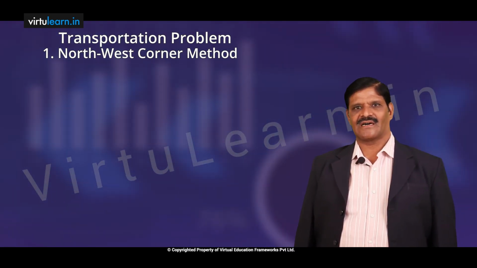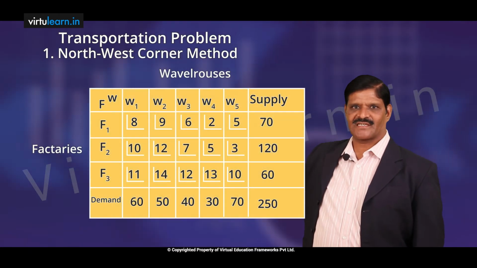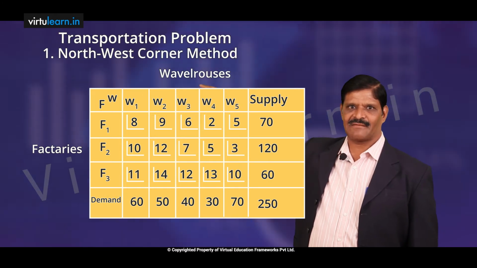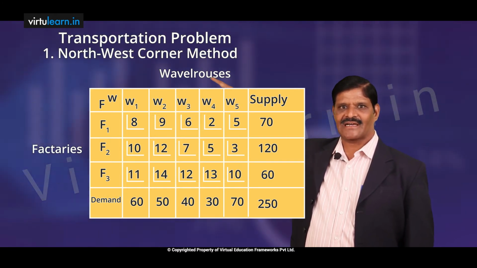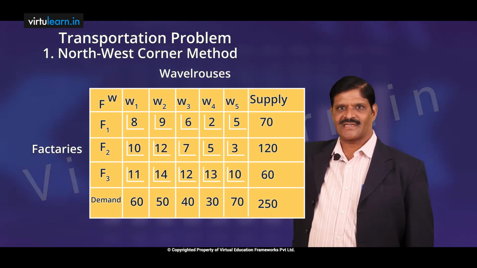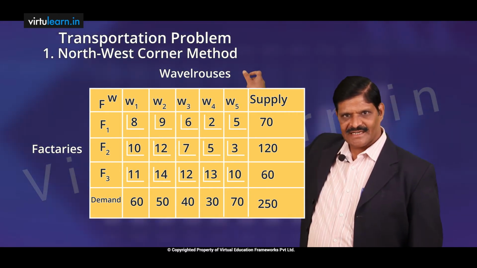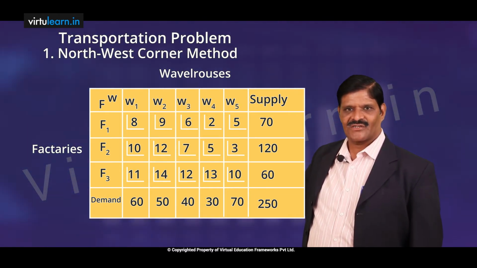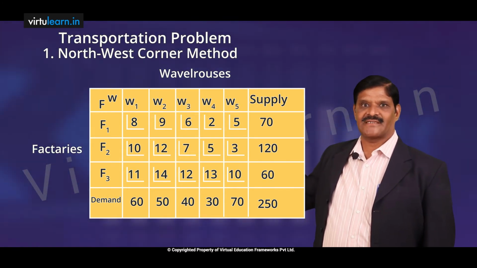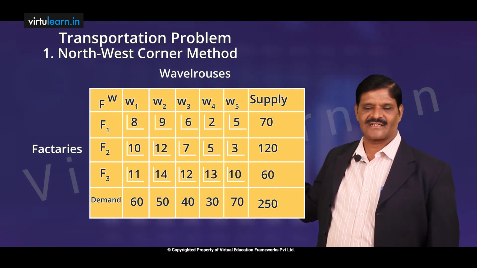In the northwest corner method, in every transportation table, you will find there are cells, and each cell comprises a number, which is the cost associated with transporting from one place to another. At the bottom you will find the demand at each place, and at the right side you will find the supplies from either factories, warehouses or depots.